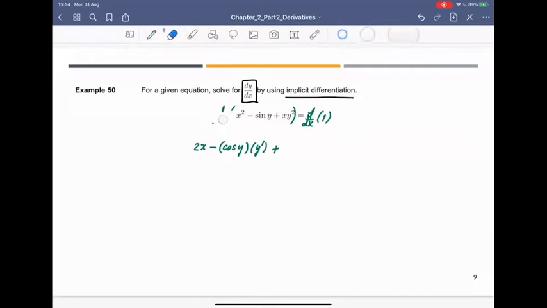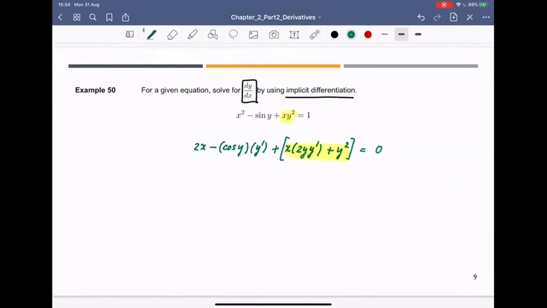So let's delete this thing. I have to use product rule here. So I differentiate x y squared, and I get x times 2y y prime, and then plus y squared. This is how I differentiate by using the product rule. And then on the right hand side, I get 0.